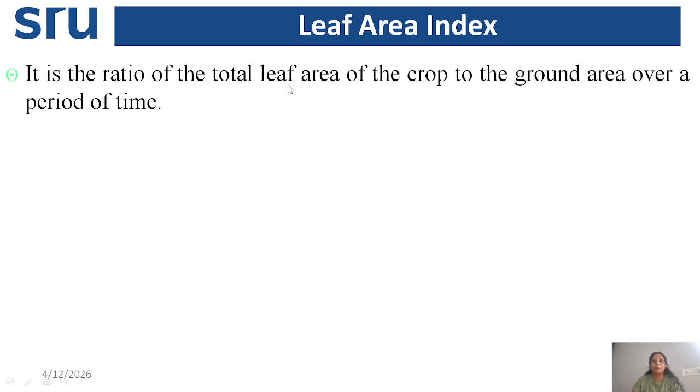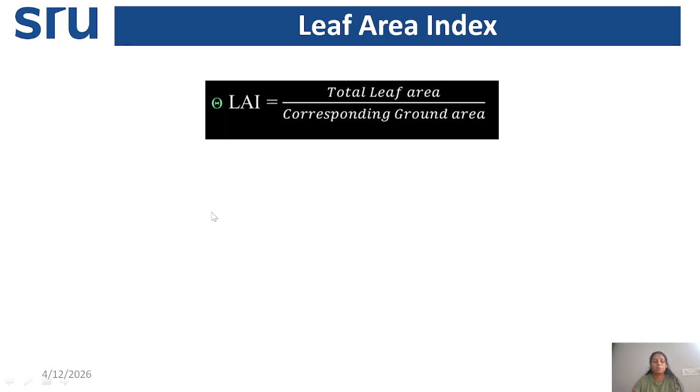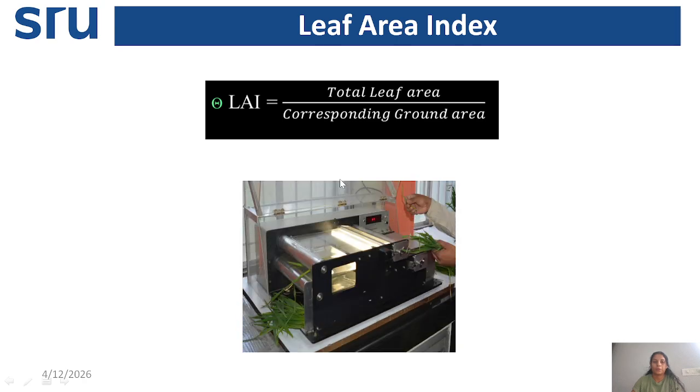So what do we mean by leaf area index? It is the ratio of leaf area to the ground area. How much biomass is accumulated, or how much biomass covers the ground area, we call it leaf area index. It is the ratio of total leaf area to the corresponding ground area.